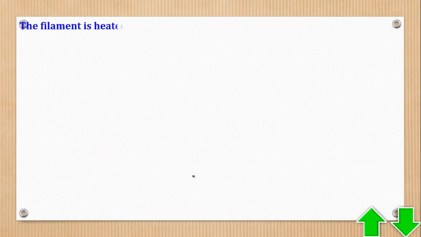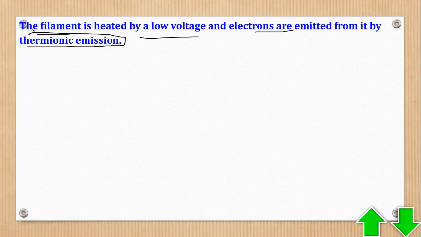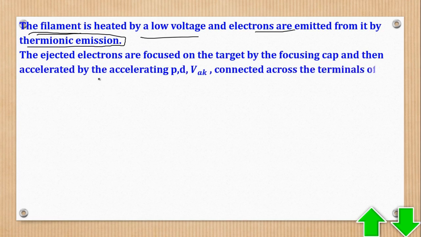So let's look at the explanation. First is that the filament is heated by a low voltage and electrons are emitted from it by thermionic emission. So thermionic emission is the emission of electrons when the cathode is heated. The ejected electrons are focused on the target by the focusing cap and then accelerated by the accelerating PD.